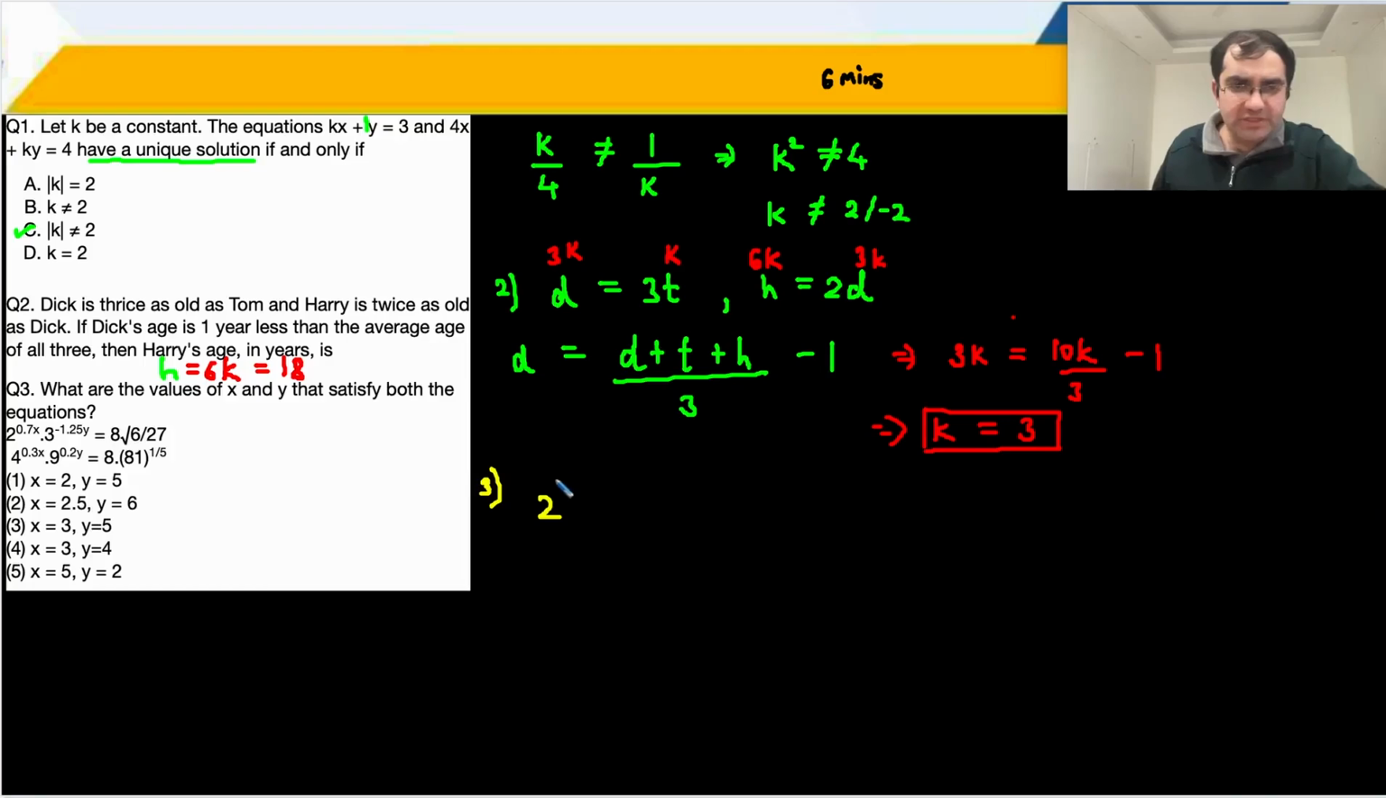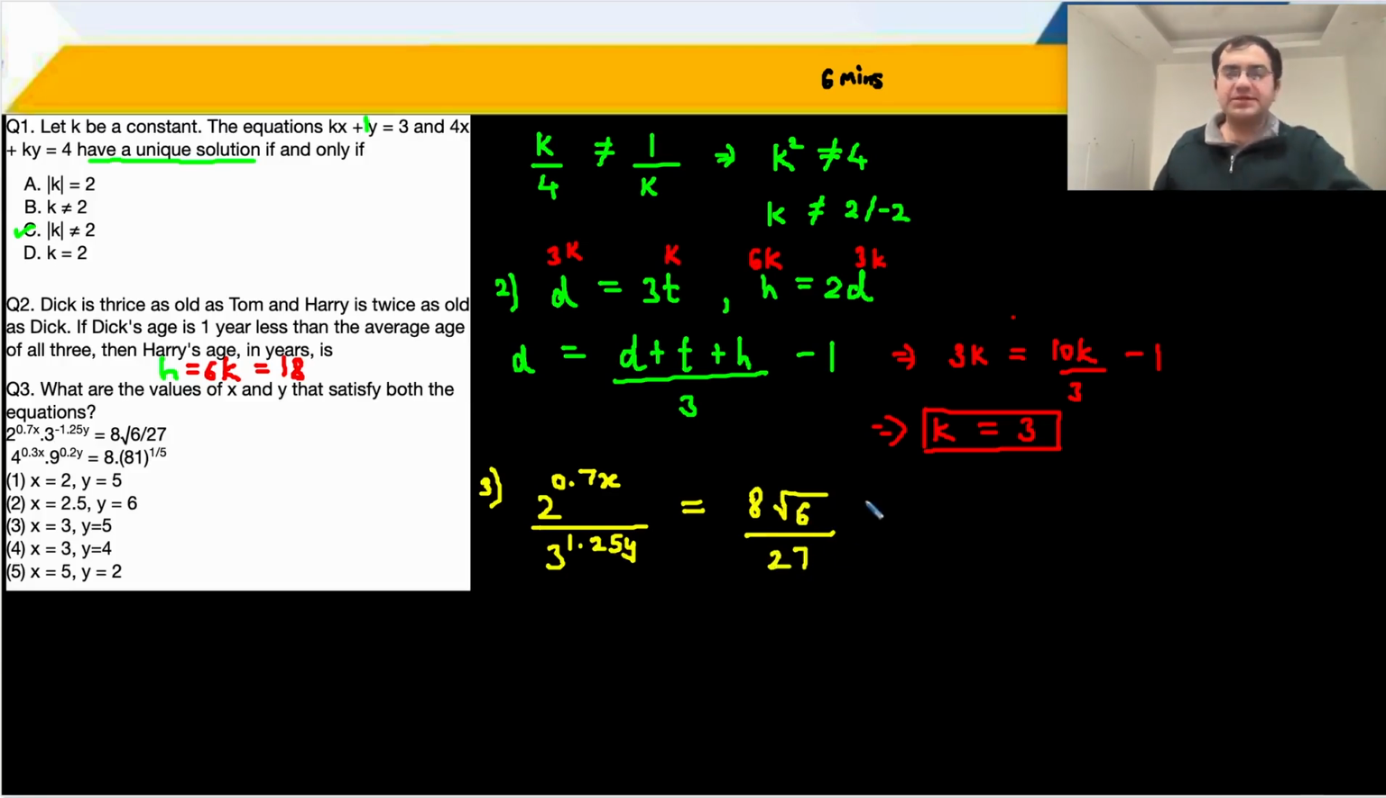So what you do is 2 to the power 0.7x and you have 3 to the power minus sign. In order to remove the minus sign, take a reciprocal. 3 to the power 1.25y is equal to 8 root 6 upon 27. Okay. So what we'll do is that we will get rid of any common terms available.